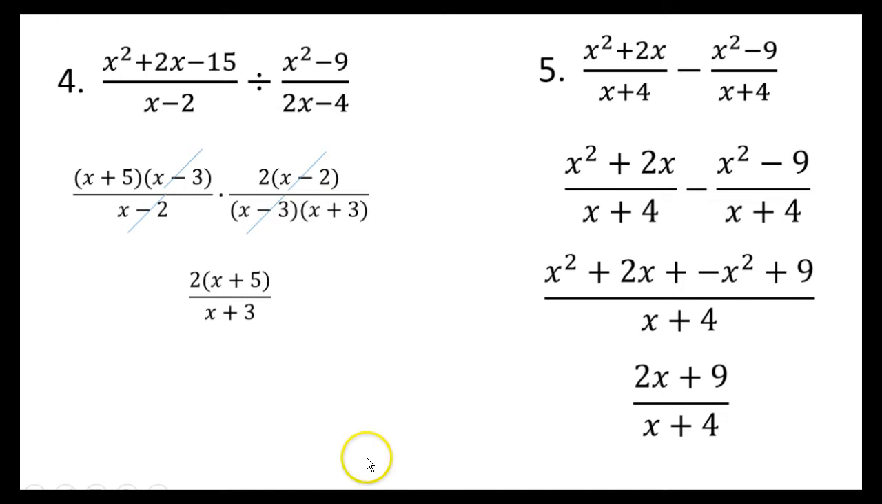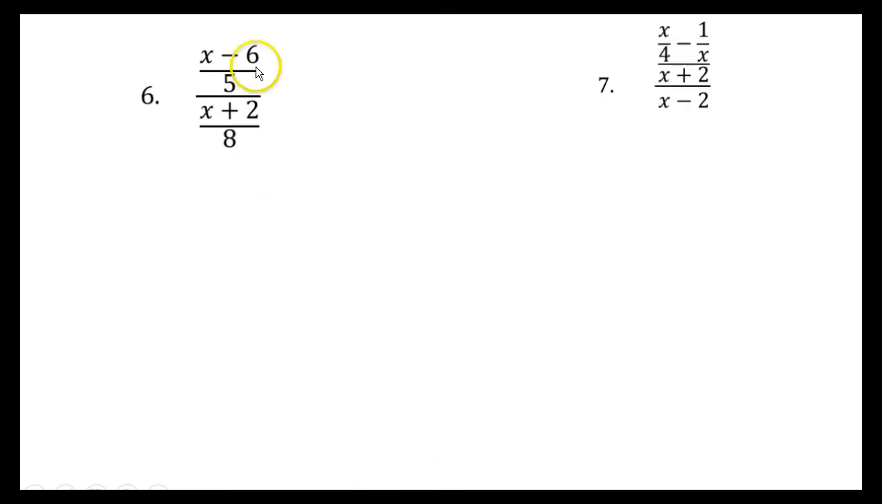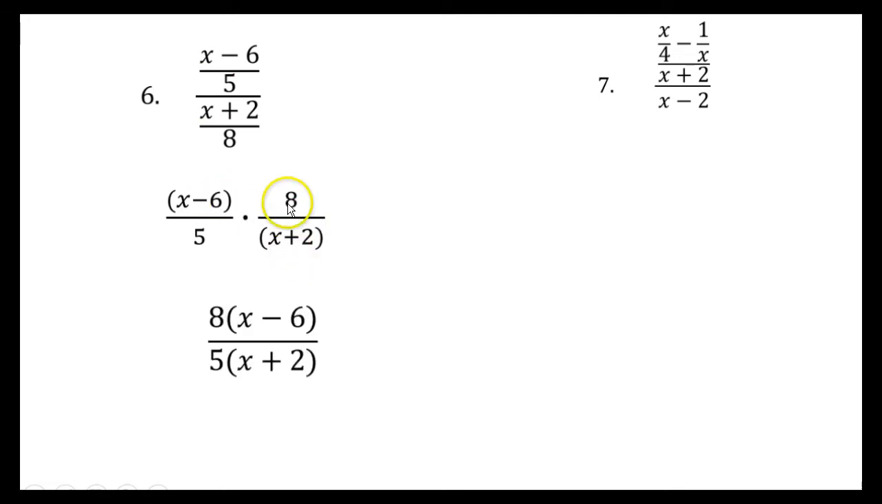We can do that on this slide, or even this one, but let's try it both ways. So in this first example, I'm going to go ahead and just flip the second one. So I took the 8 and put it in the top, and the x plus 2 and put it in the bottom. I changed my symbol from division to multiplication by using a dot. And I realize that there's really nothing that cancels out, so I get 8 times x minus 6 over 5 times x plus 2. Now go back up to the original problem.